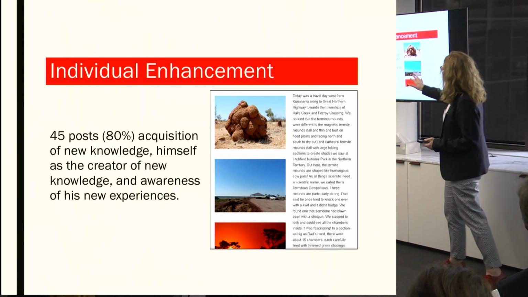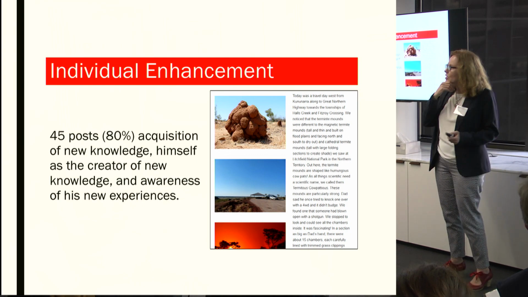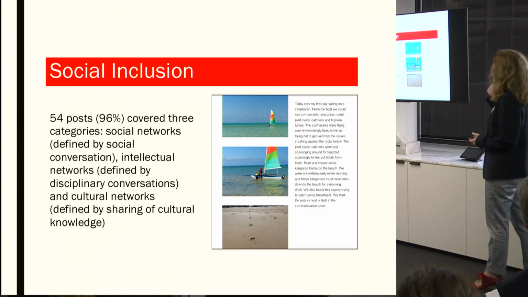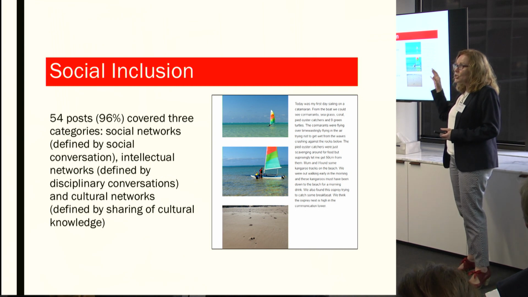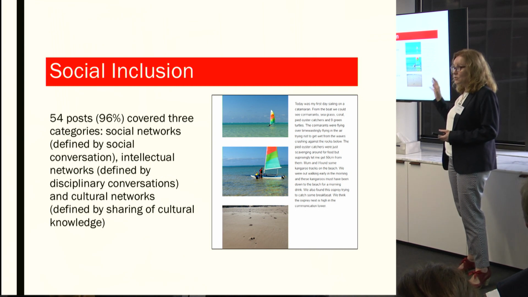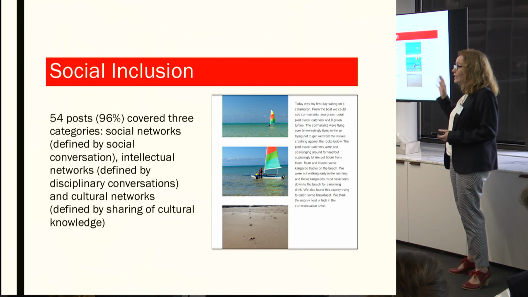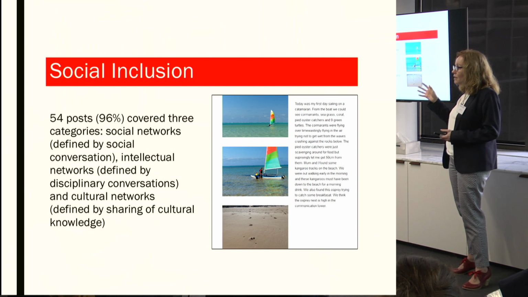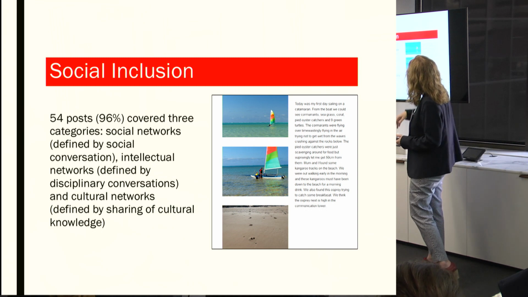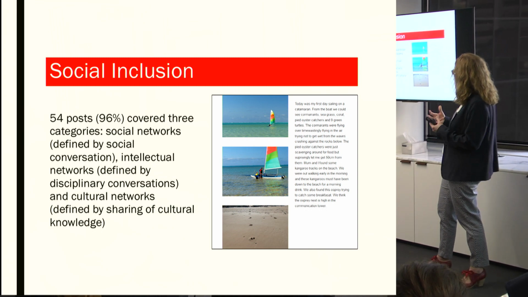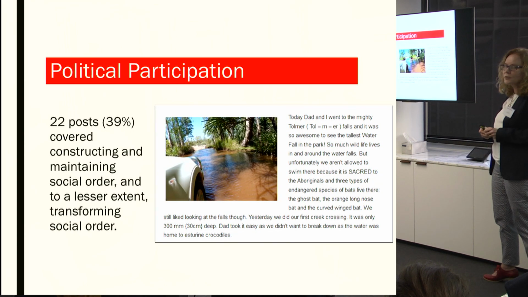Okay, so the important point is about 80% of his posts were what was new knowledge to him he felt he wanted to share. 96% of the posts talked about social inclusion. And I think this is a really important point. Children like literacy learning to be a social activity. I'll say that again. Children like learning to be a social activity. Language is actually meant to be a social enterprise. Michael Halliday told us that a long time ago. And so 96% of his posts covered social networks, intellectual networks, and cultural networks as well. This is the one I want to focus on, political participation.